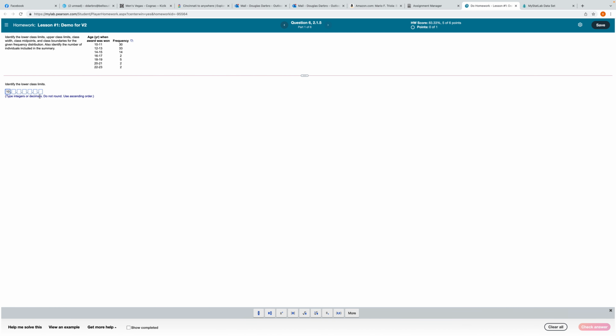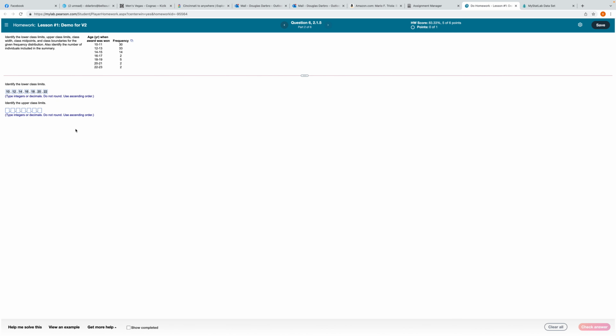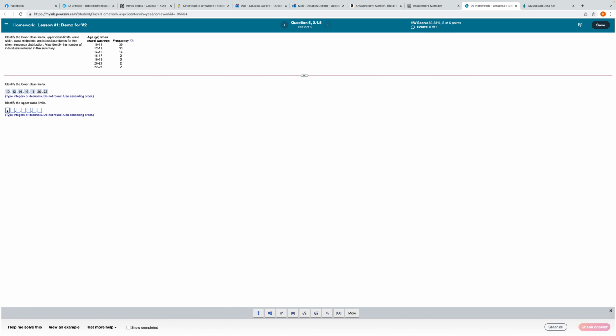So it's just going to be 10, 12. I wish they wouldn't require us to do so much typing, but oh well. At least it's easy and we're getting it correct. All right, identify the upper class limits. That's just going to be the 11 and the 13, 15. All right.